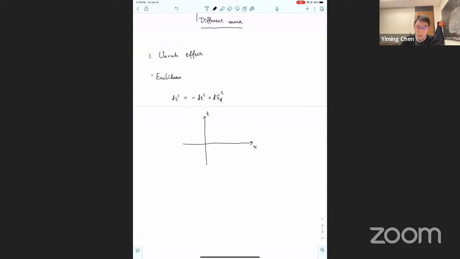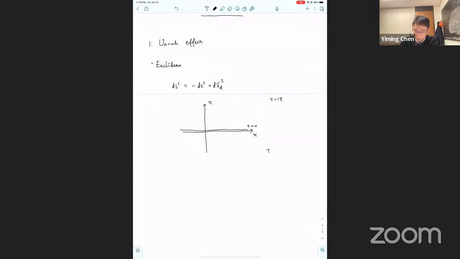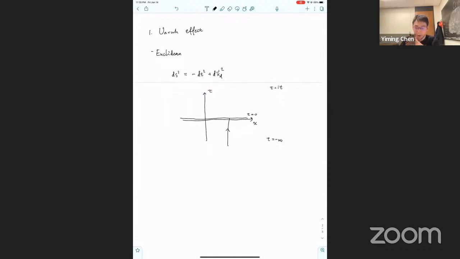As we all know, if we want to prepare the vacuum state at, let's say, t equals 0, we can first do a Wick rotation to Euclidean space. So let me replace t by tau, where tau is equal to it. Now we can prepare the vacuum state by doing a Euclidean path integral from tau equals minus infinity up to tau equals 0. Okay, so that's how we prepare the Minkowski vacuum.